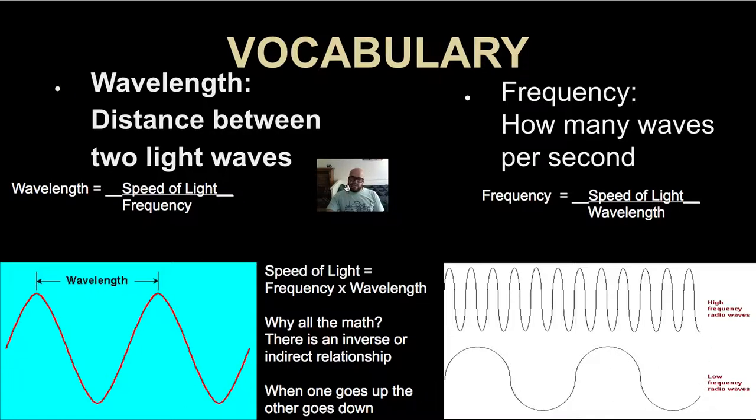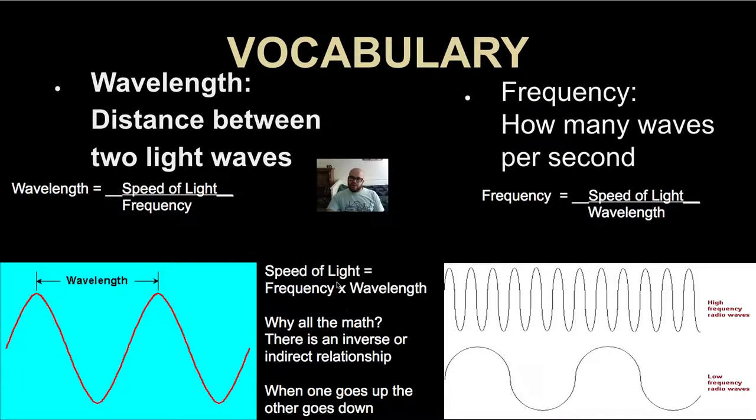And so what is that? Like, where did that come from? So the speed of light is constant. It's always the speed of light. And so the speed of light equals frequency times wavelength. And here goes the equation for wavelength and the equation for frequency.